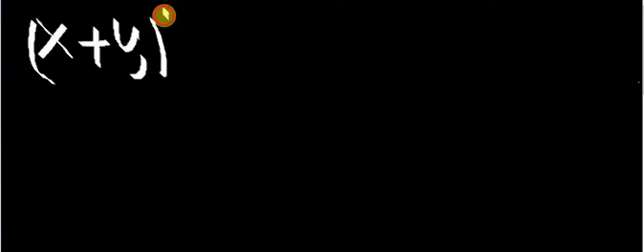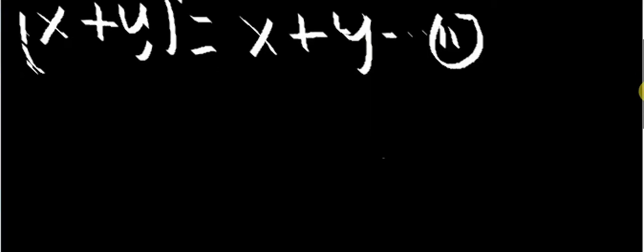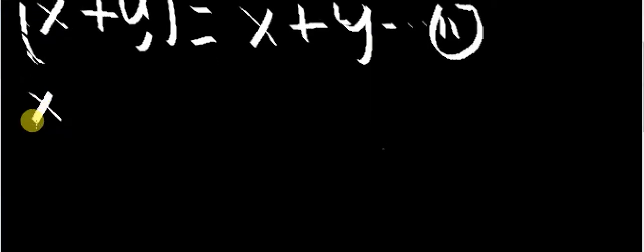So let me consider just a few expansions. Let's say you have x plus y to the power 0. Now you know that any number to the power 0 gives 1. Let me call it equation number 1, my first equation. Now let's say x plus y to the power 1. Power 1 means that I have x plus y, since any number to the power 1 gives the same number. Let me call it equation number 2.